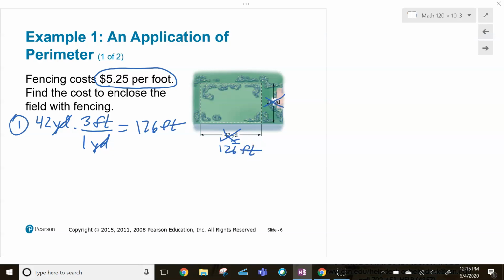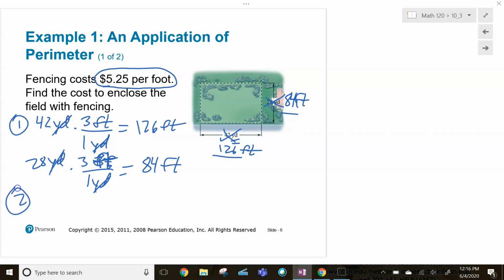Because what we've got to do is find the perimeter here. Now we've got the 28 yards up there. So 28 yards, there are 3 feet per 1 yard. Yards cancel. So we've got 28 times 3, which ends up giving, what is that, 84 feet? So 84 feet is your width there. So 126 length, 84 feet width.